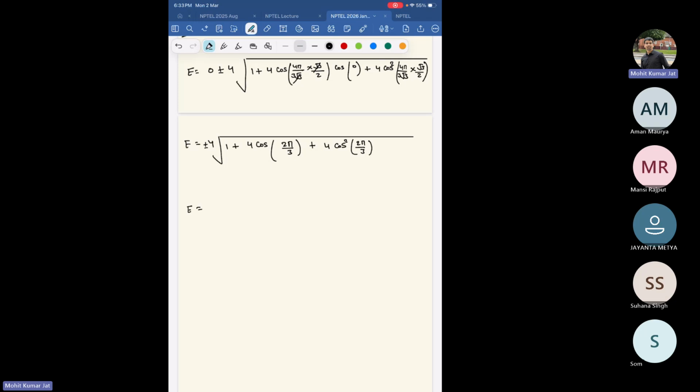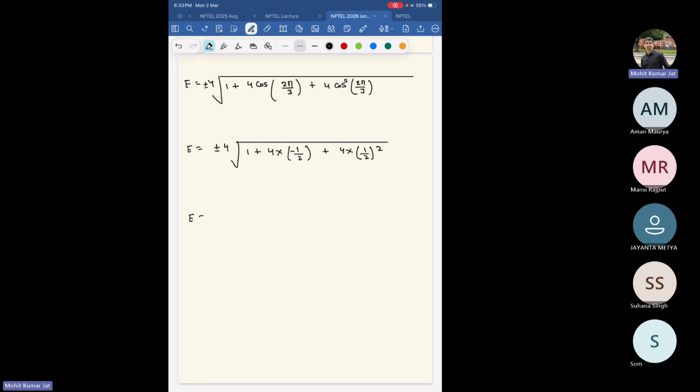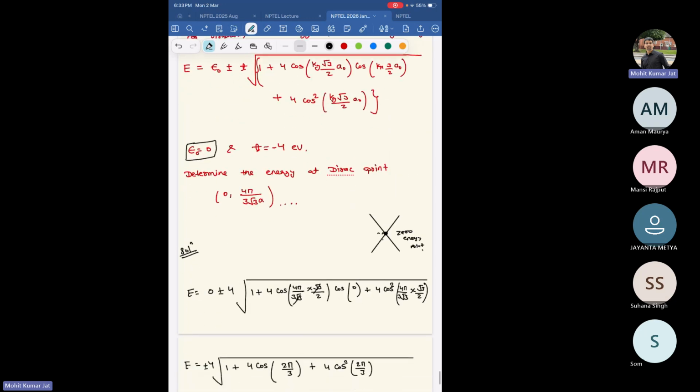And this is plus minus 4 square root of, 2 pi by 3 is nothing but a minus half, and this is 4 into 1 by 2 square. So E is equal to plus minus 4 square root of 1 minus 2 plus 1. So these cancel each other, and what we get is the answer to be 0. So the energy at the Dirac points at this level is E naught equal to 0.